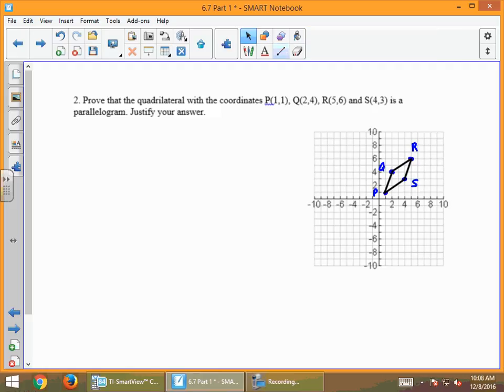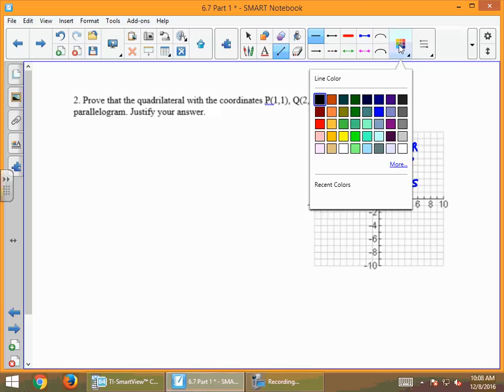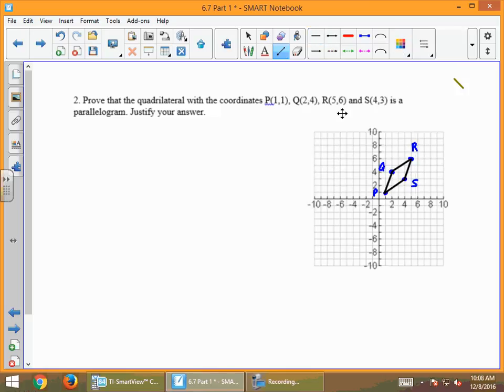All right, well, what diagonal do you want to do first? Doesn't matter, we're going to do both. What do you guys want to do first? QS? All right, so that little guy right there. So we're going to analyze QS first. Change the color, nice little green. Let's go. That guy. All right, so when we're doing that, we're looking at QS. Here are our points, Q and S.